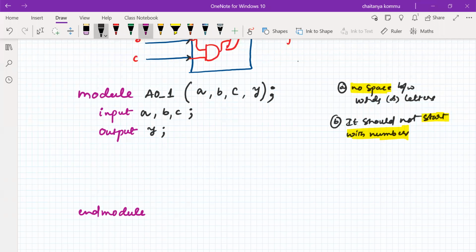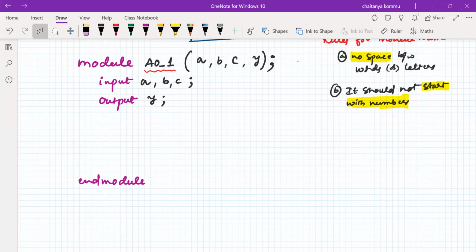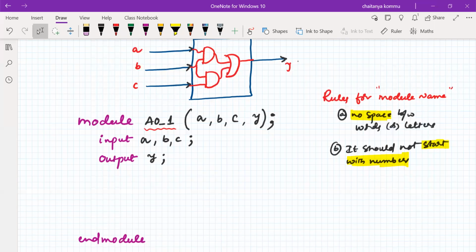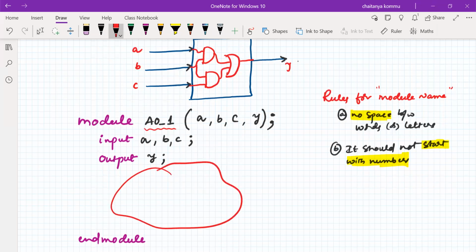So I can write here rules for identifiers. So module name, and in fact anywhere it is possible, but we say that this is the module name. So that's what I can give in this way only. Now we have to use the gate primitive. As I mentioned, we have to write the internal view. Now what I have to write here is the internal view. I should write the internal view.